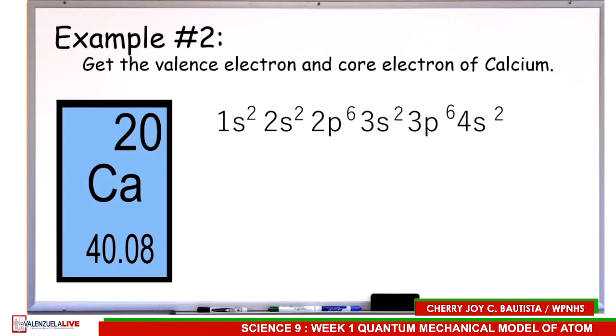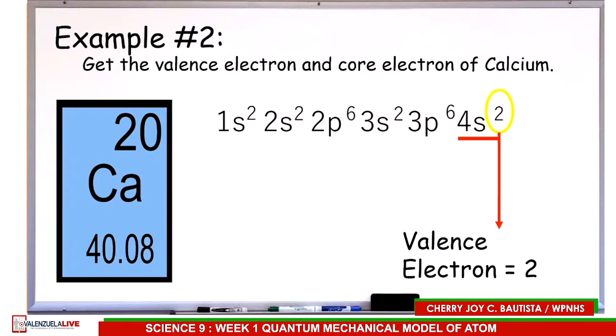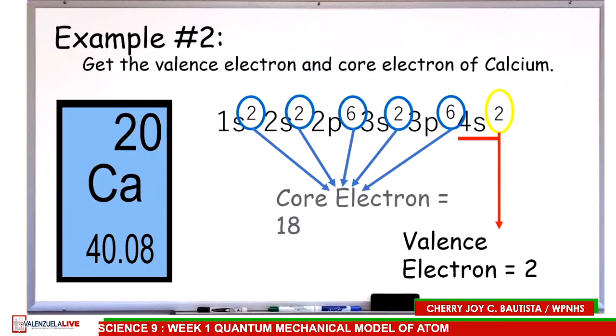Another example is calcium. The highest energy level is 4. Therefore, the valence electron is 2 and the core electrons is 18.